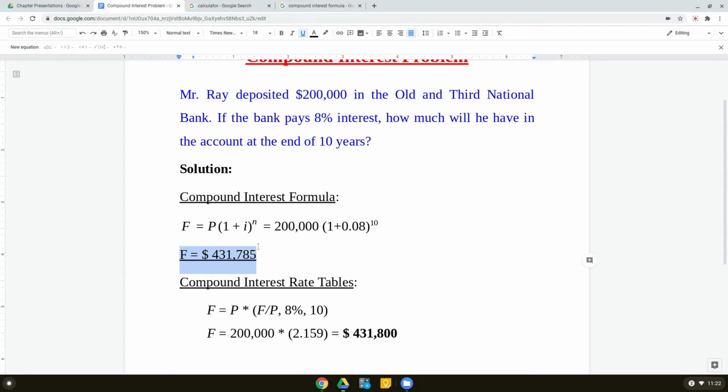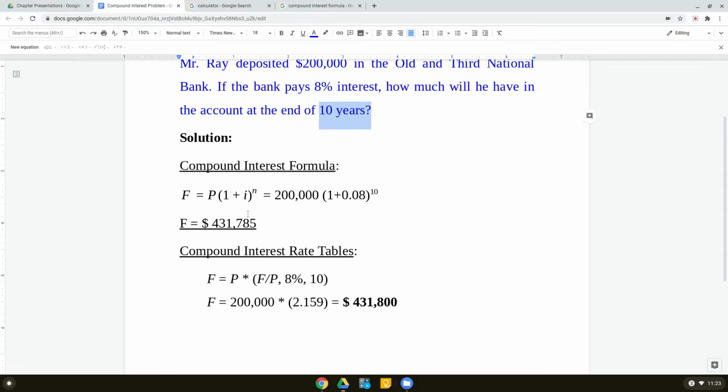And if you subtract 200,000 from that, just to find out how much interest he earned, he will have earned in 10 years at 8%, 231,785, right? So huge interest, because the interest rate is high, 8%, and he's compounding it for a long period, 10 years.